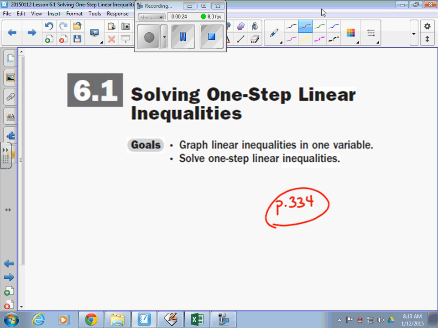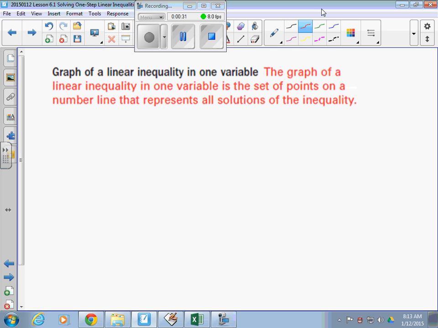You're going to solve them just like a regular equation, except if you have to multiply or divide both sides by a negative number, you're going to reverse the inequality. That'll be the only thing that'll stand out.